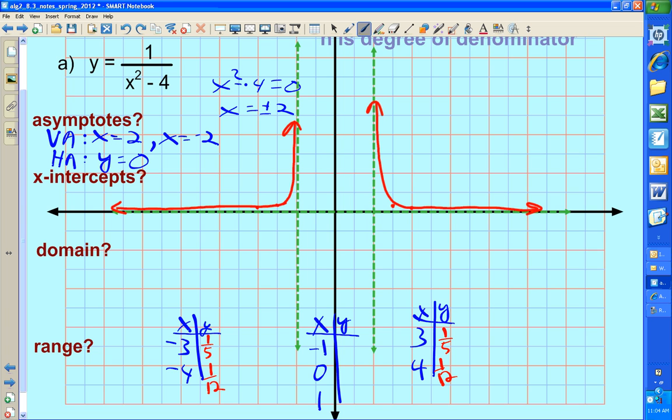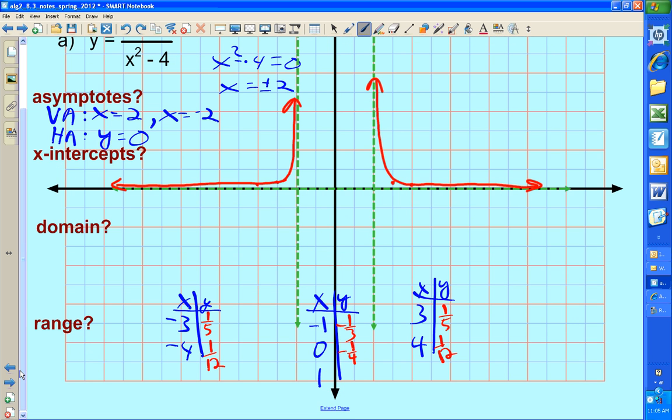-1/3. -1/3. When you plug in a 0, -1/4. And when you plug in a 1, back to -1/3. Who's bigger, -1/3 or -1/4? -1/4 is bigger. Okay? -1/4 is bigger than -1/3.